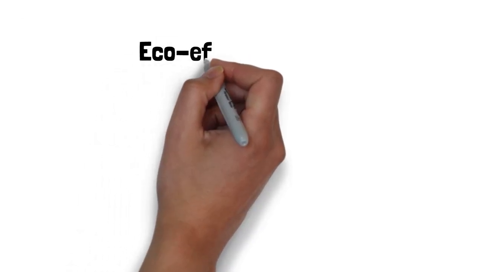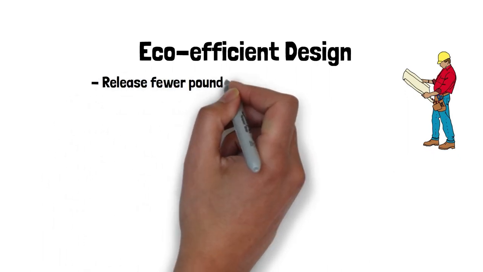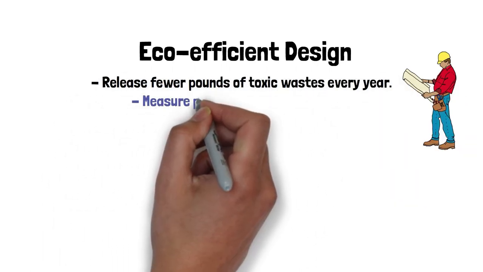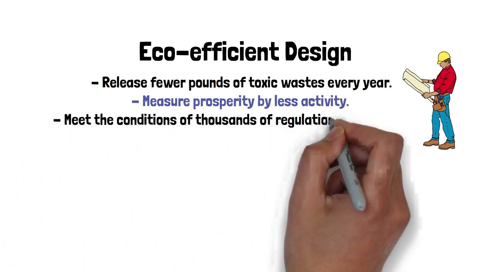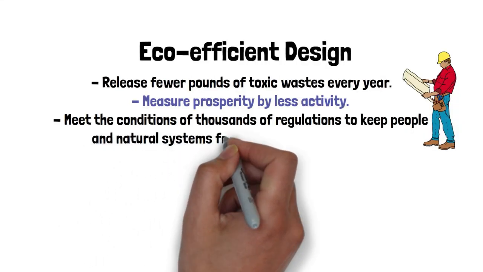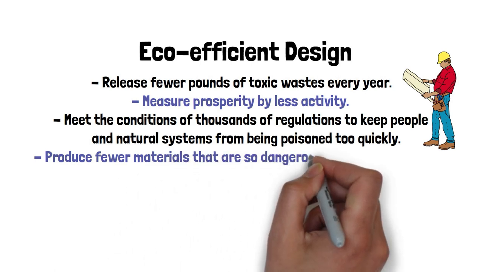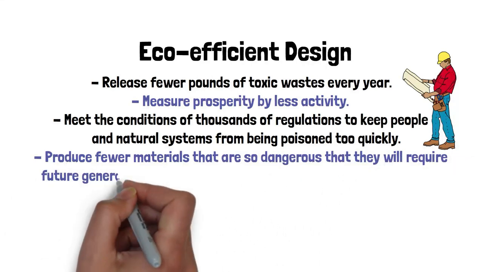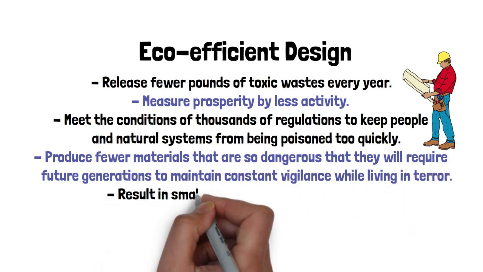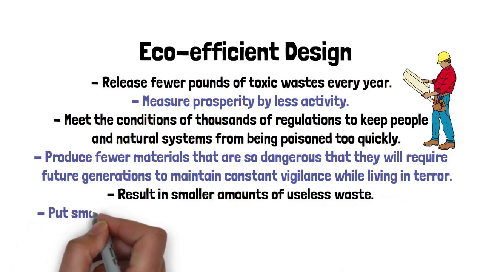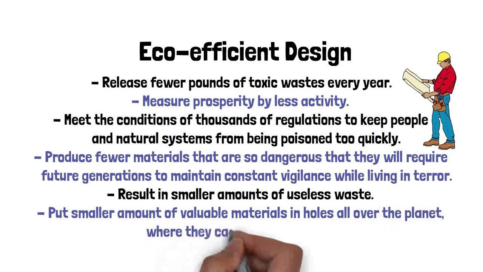Now let's look at what it would look like if we design a system with eco-efficiency in mind. Release fewer pounds of toxic waste every year, measure prosperity by least activity, meet the conditions of thousands of regulations to keep people and natural systems from being poisoned too quickly, produce fewer materials that are so dangerous that they will require future generations to maintain constant vigilance while living in terror, result in a smaller amount of useless waste, put a smaller amount of valuable materials in holes all over the planet where they can never be retrieved.